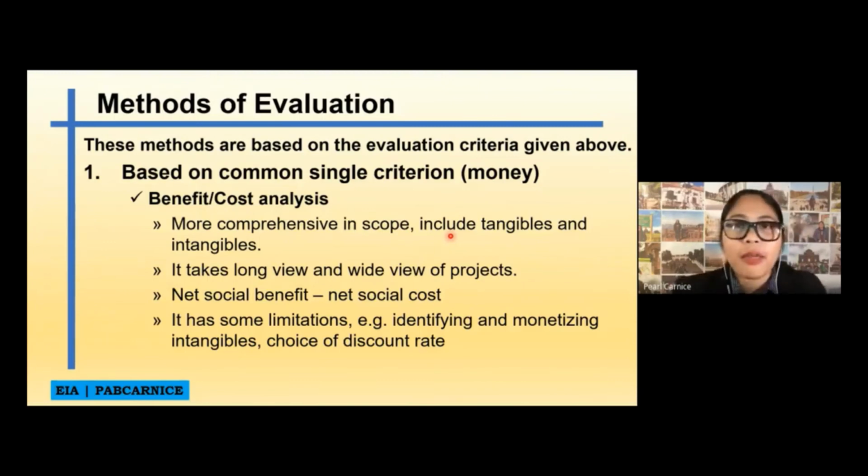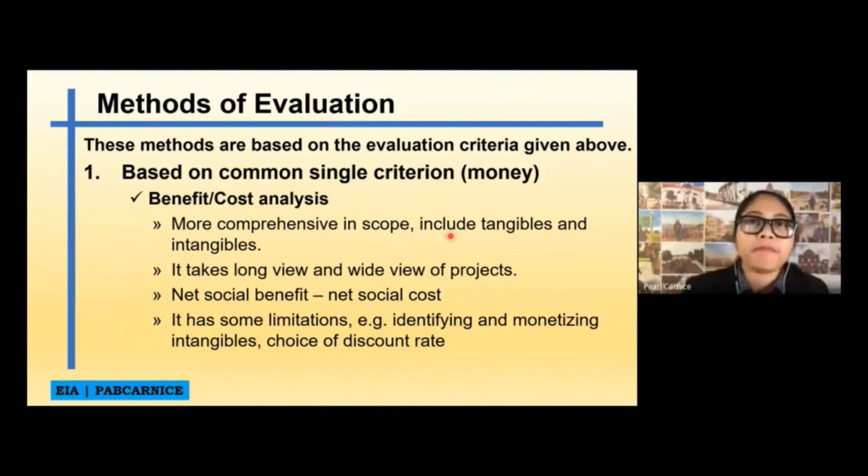It has some limitations, though, when it comes to benefit cost analysis, because of identifying and monetizing intangibles. When you say intangibles, these are the kinds of things that we cannot give values. And of course, there is the choice of the discount rate. The standard discount rate is 5%, but there are studies that consider above or below that discount rate, in which, of course, we have to make a basis as to what our discount rate will be.